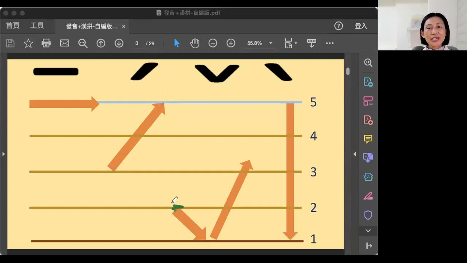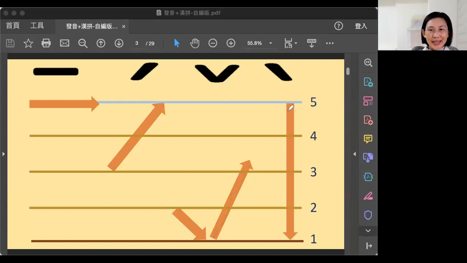The third tone is from the lower pitch down to the lowest pitch and then up to the medium pitch. Ǎ, good. Great. Fantastic. Good, very good.